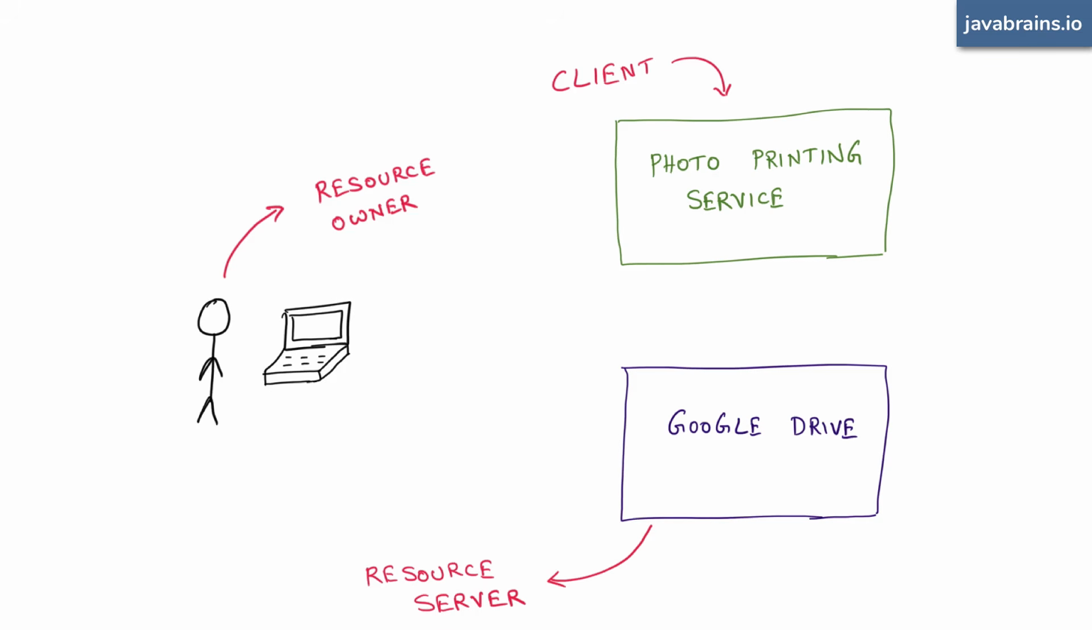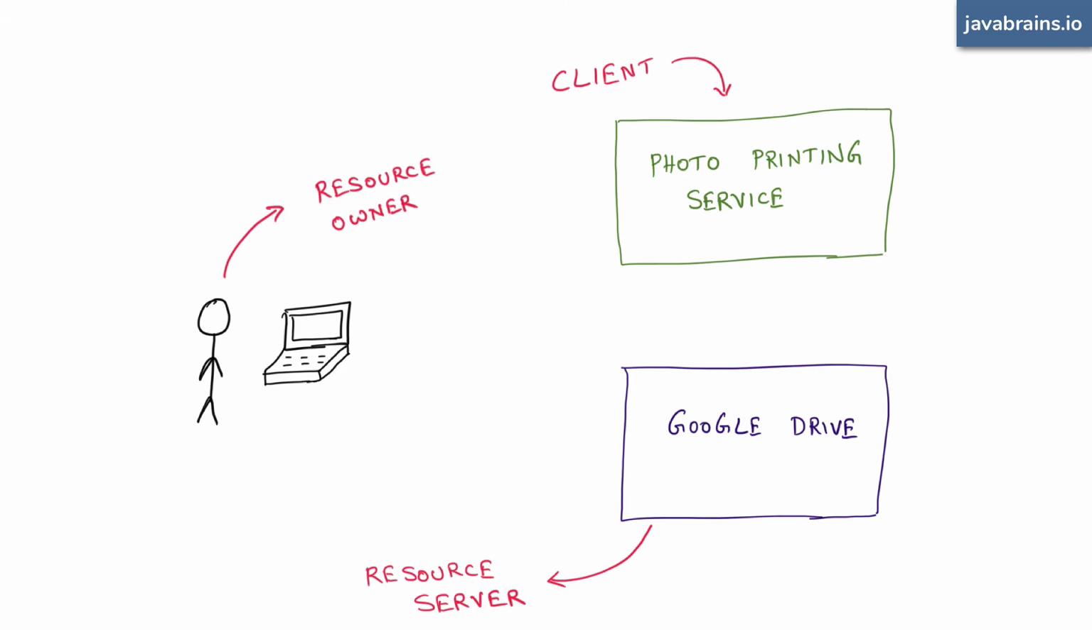In this particular case, the user sitting in front of the laptop trying to print his picture is the resource owner. Google Drive is the resource server, and the photo printing service, which is trying to access the resource, is the client. There is one more role here which I want to mention, but before I talk about that, I have a question for you. In this whole thing, right?